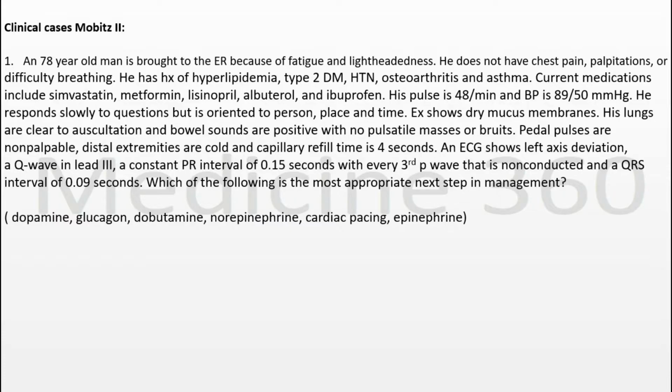An ECG shows left axis deviation and Q wave in lead 3, a constant PR interval of 0.15 second with every third P wave that is non-conducting and QRS complex interval of 0.09 second. Which of the following is the most appropriate next step in the management? First, we do the diagnosis, then we will see what will be the management in this case.